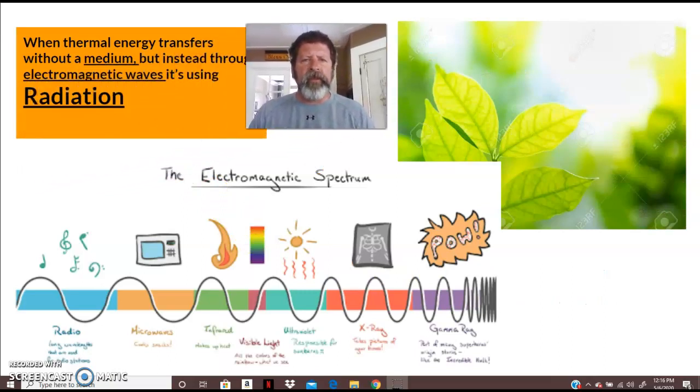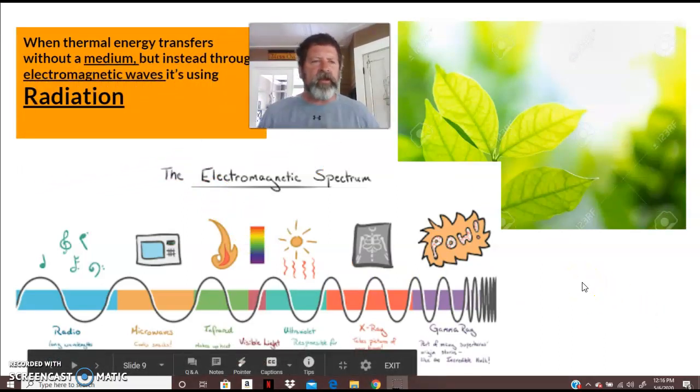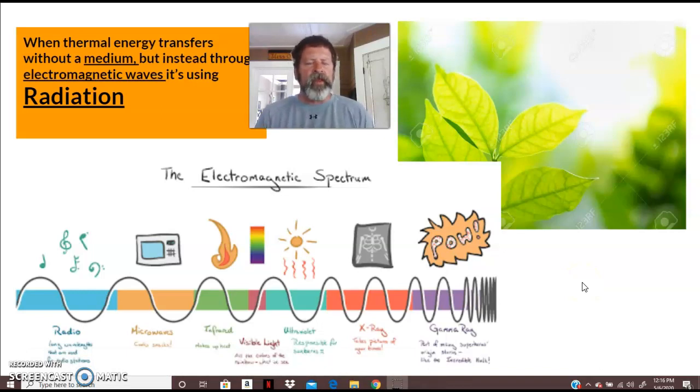The last form is radiation, and this is unique in that it does not require a medium. It's when thermal energy transfers by means of electromagnetic waves. The ones that we're going to talk about later are the infrared waves, but that can be microwaves and X-rays. Anytime heat is transferring through electromagnetic waves, that's going to be radiation. We get the sun's heat through radiation. It transfers all the way across millions of kilometers of space to Earth by radiation.